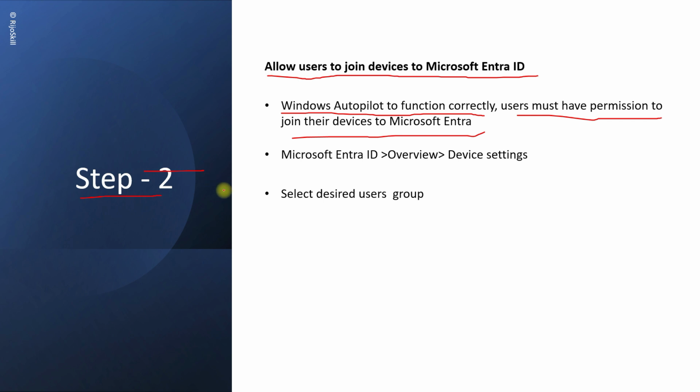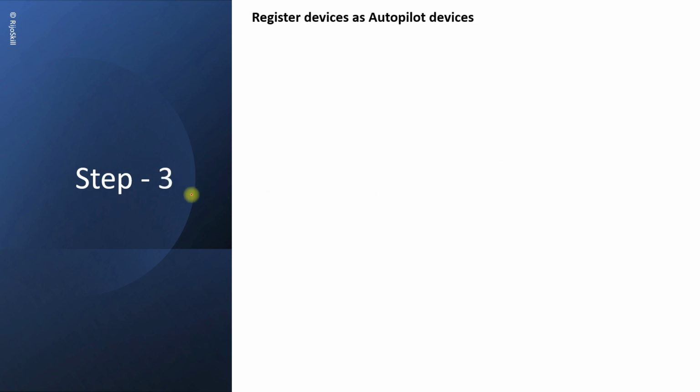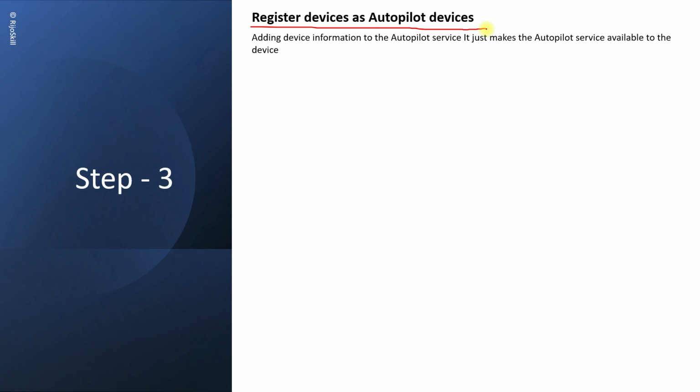So now we go to step 3. What does step 3 mean? Register the device as an Autopilot device. How can we register a device as an Autopilot device? Adding the device information to the Autopilot service makes the Autopilot service available to the device. So we need to add the information about the device in the Intune portal's Autopilot service. How can we add it?